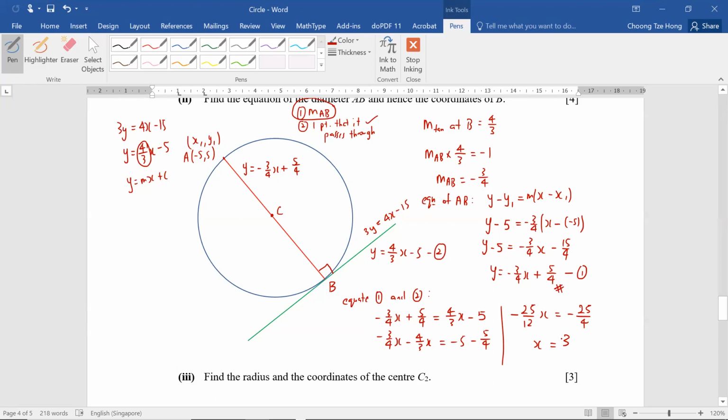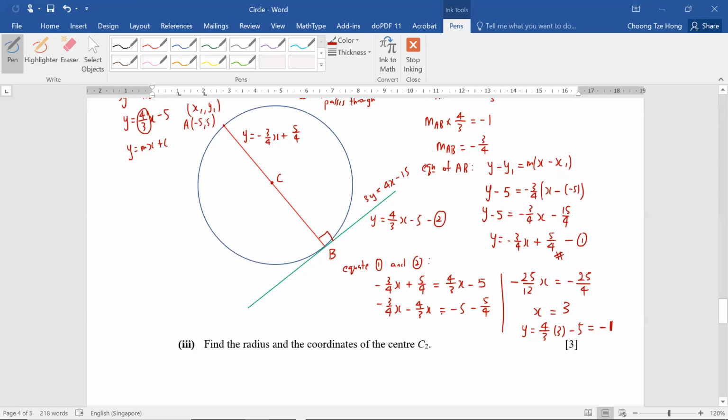Then you will sub x equals 3 into probably equation 2, which will be easier. So you get 4 over 3 times 3 minus 5. That is 4 minus 5, so you get negative 1. So the coordinates of B will be (3, -1). Once you find it, you can actually write it inside the diagram, right?